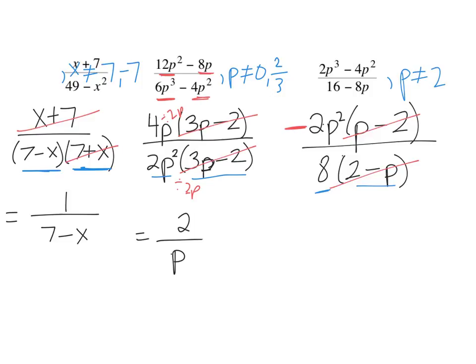Okay, so when you cross off 2 that are the opposite of each other like that, you have to add a negative. Now, what else could I do? I have 2p squared and I have 8.